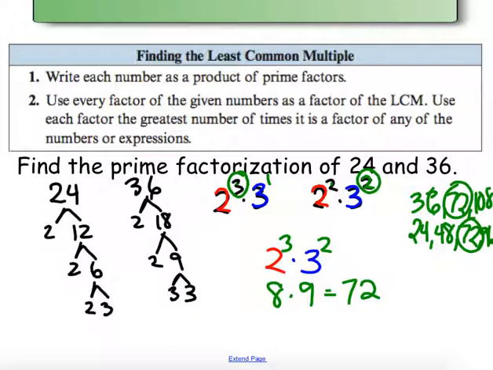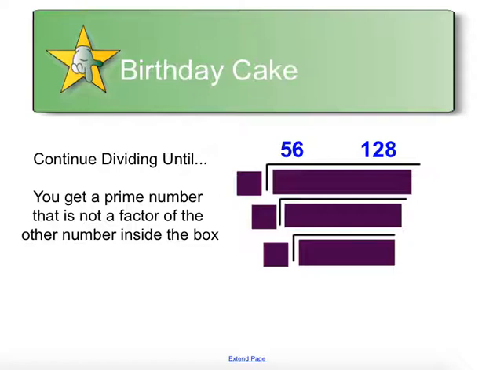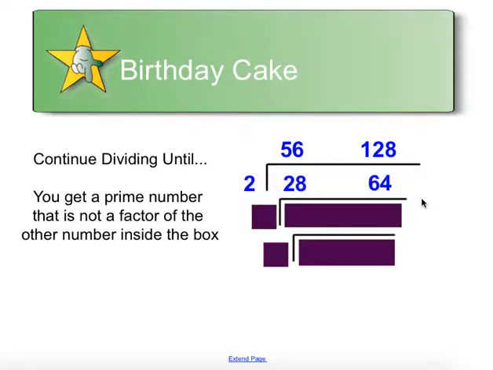Now we have another method to go about it. It's called the birthday cake method. What we're going to be doing is dividing each of our numbers by a prime number and going until we get a prime number inside the box that is not equal to the other numbers. So we could divide these two by 2. We get 28 and 64. Divide them again by 2 and get 14 and 32.